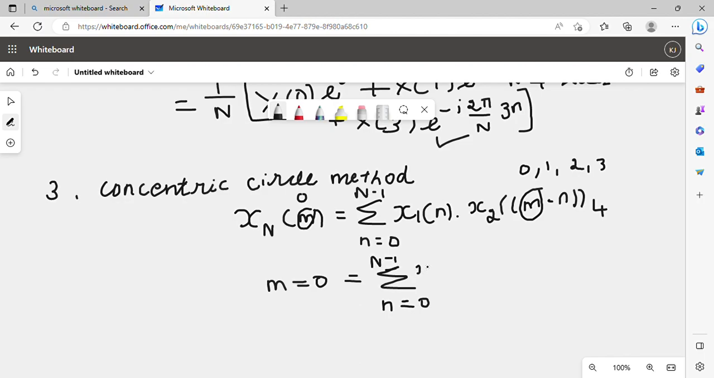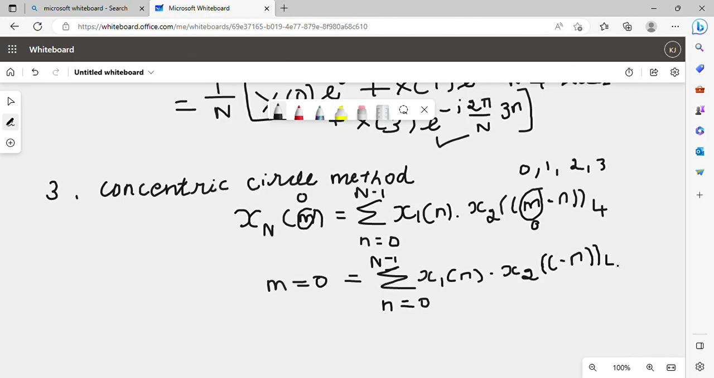that is x1 of n into x2 of m minus n. What is your m? It is equal to 0. So this is 0 minus n, which is what? It is minus n, right? So it is x2 of minus n of 4. So this is what you get when you substitute m is equal to 0.